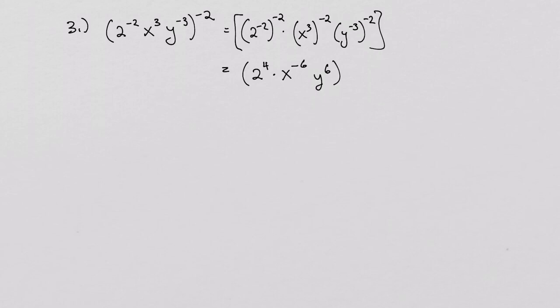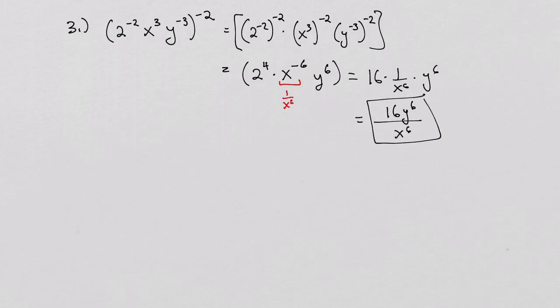Now, as I mentioned earlier in question 1, we want to make sure we always have positive exponents. So this x to the negative 6, we want to write as 1 over x to the 6th. So this is 16 times 1 over x to the 6th times y to the 6th, or preferably 16y to the 6th over x to the 6th. And that is our answer.